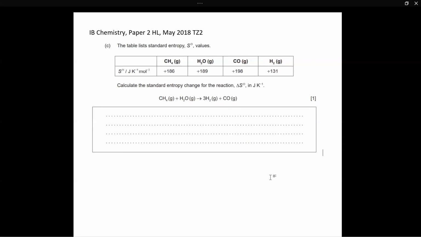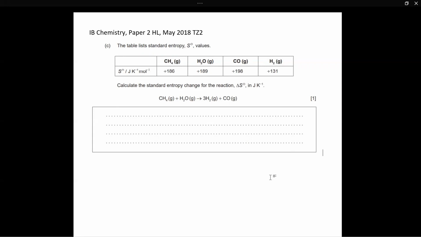Now, just like enthalpy, in enthalpy, we measure the energy of a particular reaction. So for enthalpy change, we measure the energy change in a reaction. In entropy, we also can measure entropy. We can measure entropy change as well. And that's what they're asking us to do in this question. But before we get on to how to do it, we should first understand what exactly entropy is.